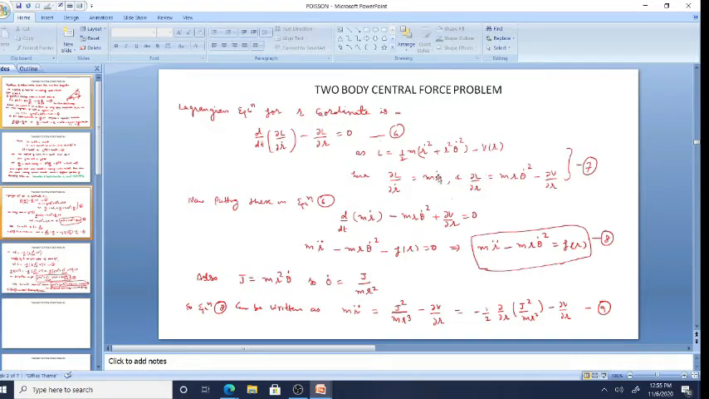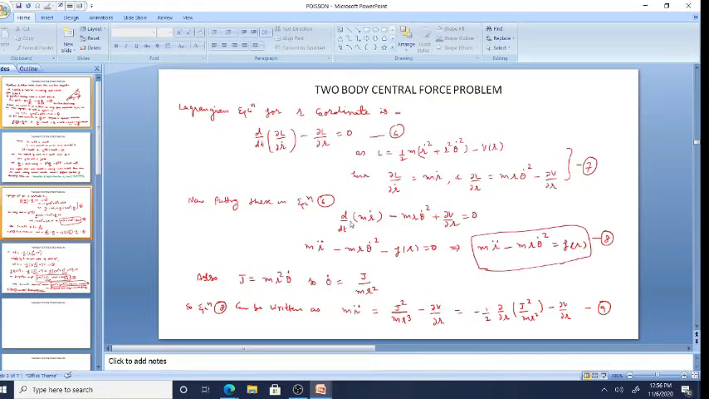If you see here, ∂L/∂ṙ will be equal to mṙ, and ∂L/∂r will be equal to mrθ̇² minus ∂V/∂r, because V is a function of r. Let us say these are equation number 7. Now we will put these values in equation number 6, which is the Lagrangian condition for the r coordinate.